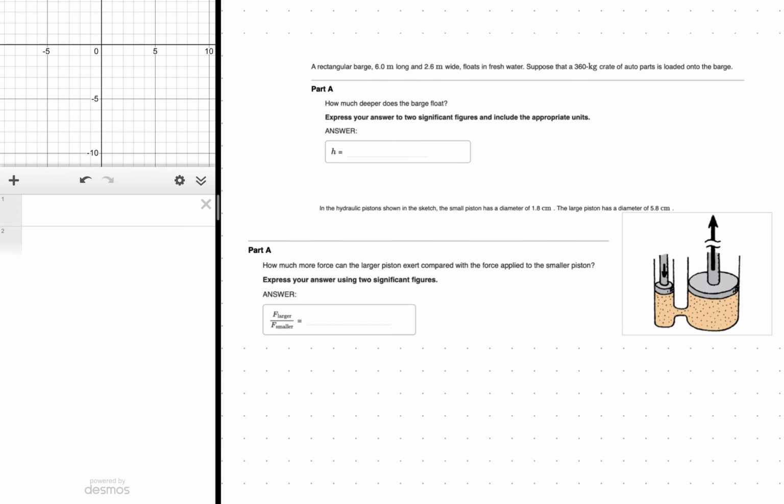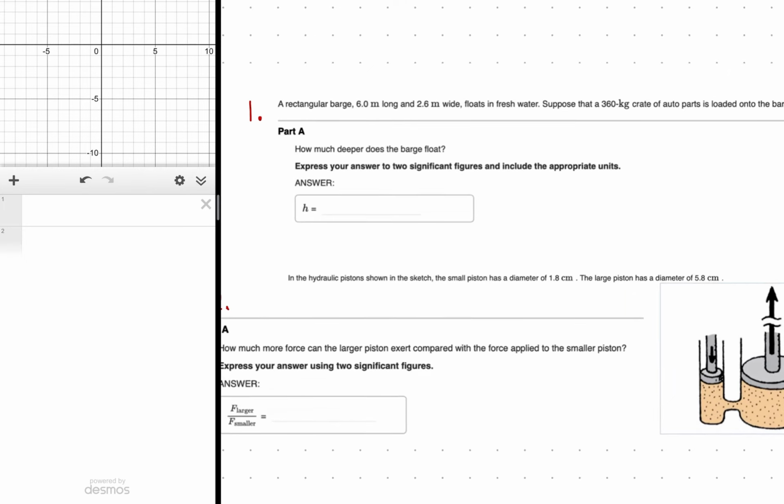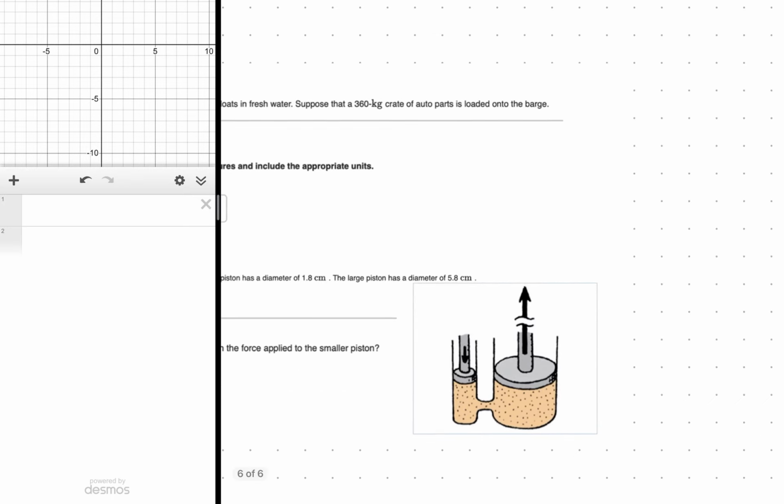All right. So this first one here, I'm going to go ahead and number these. So we'll call this one number 1, and we'll call this one down here with the pistons number 2. Okay. So in problem 1, we are told that there is a rectangular barge. It's floating in water, and let's go ahead and choose some different values for the numbers here. So I'm going to make my barge have a size of, say, 5 meters across. So let's have 5 meters on one side, and then this rectangular barge will be 4 meters on the other side. Okay, so kind of close to a square, but not quite.